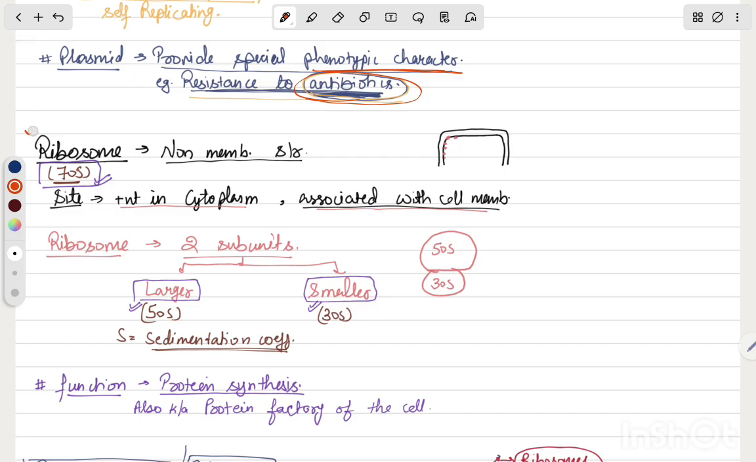Next structure of the prokaryotic cell is ribosome. Now, ribosomes are non-membranous structures.